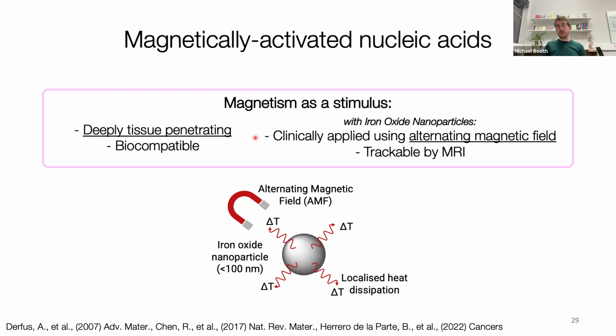One of those stimuli that would work really well in vivo is magnetism, right? Magnetism is deeply tissue penetrating and also biocompatible. And when we use it with nanoparticles, you can then do an alternating magnetic field, right? So it's already clinically approved. The way an alternating magnetic field works is if you have a nanoparticle and you put an alternating magnetic field on the system, it'll do a really local increase in heat just around the surface of the nanoparticle. And so that's what we're going to be using. The other thing about nanoparticles is they're trackable by MRI as well, which is really cool. So you can think about imaging as well as activating.